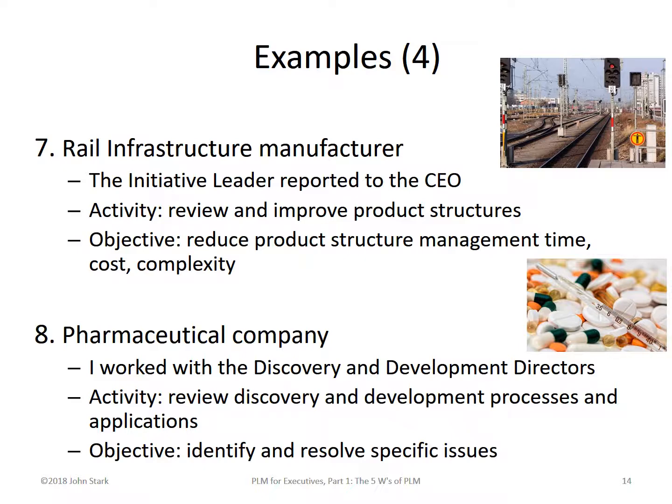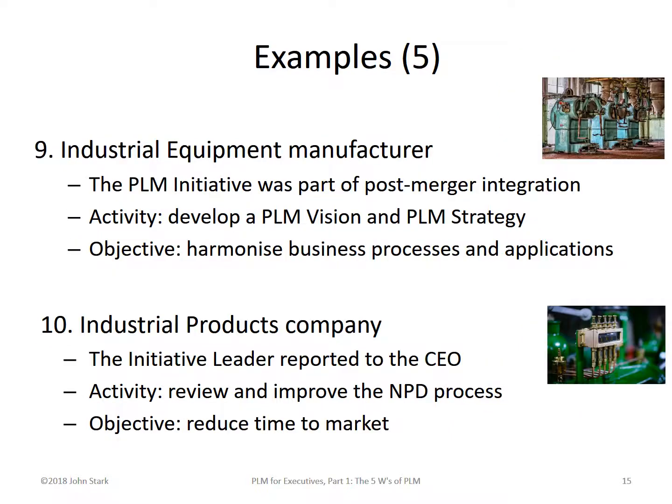For a $5 billion pharmaceutical company, I reviewed discovery and development processes and systems. The review found errors in interfaces causing loss of products with potential sales of over $1 billion. For a $1 billion industrial equipment manufacturer, the initiative was part of post-merger integration. Product data from different sites needed to be cleaned up, harmonized, and loaded in a common PDM system.